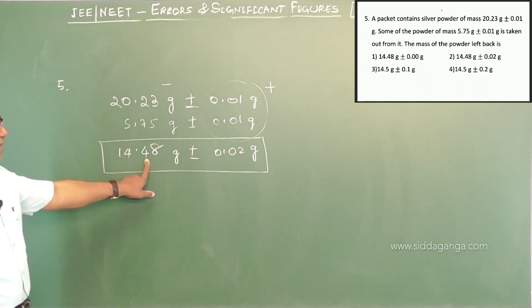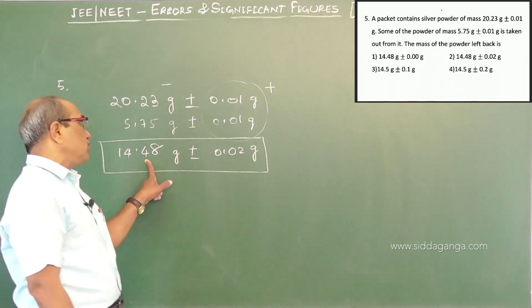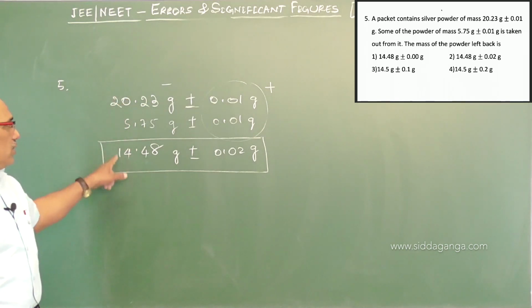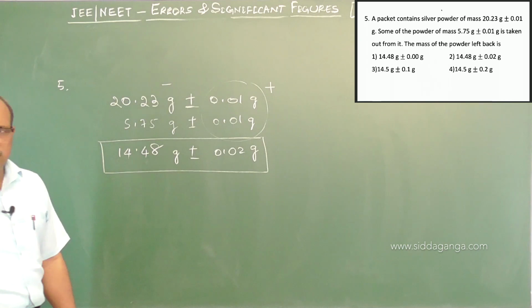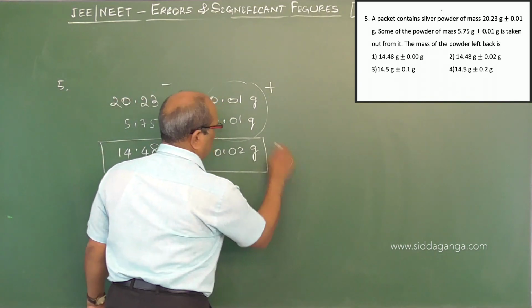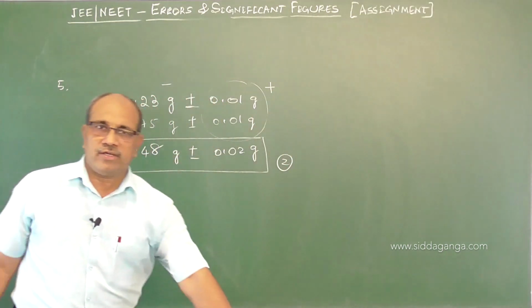So 2 digits we maintained according to the significant figures rule. The subtraction we did here, but the error is always to be added. Therefore, the correct answer is the second option. The second option is the right one. Come to the next.